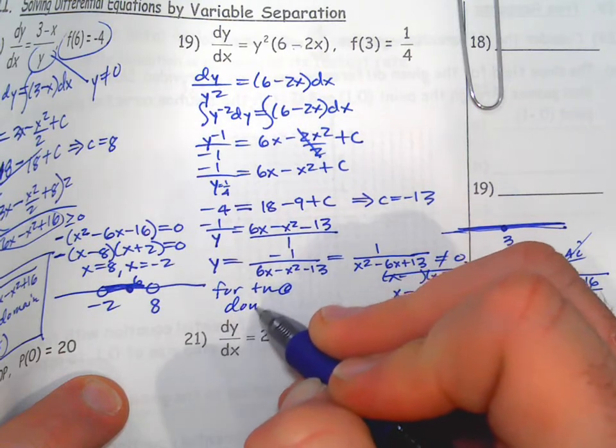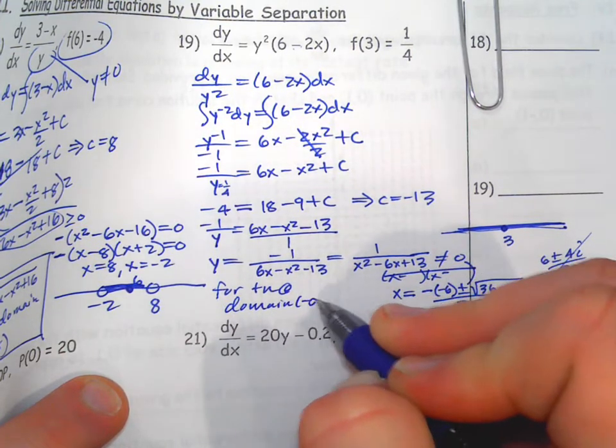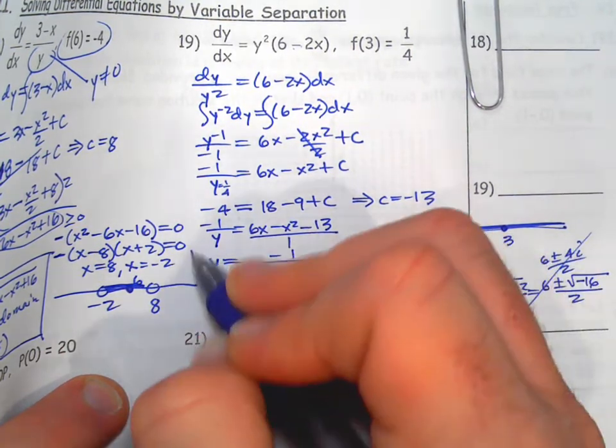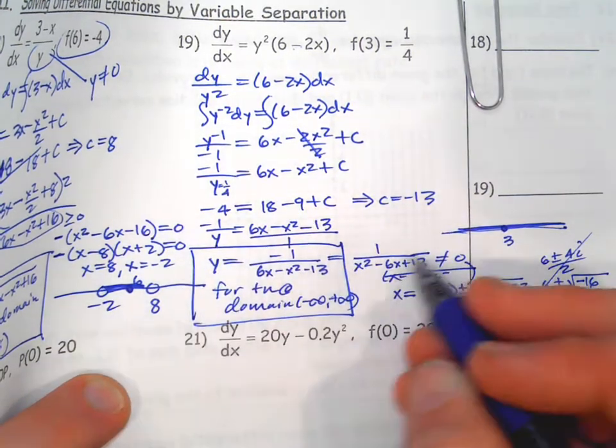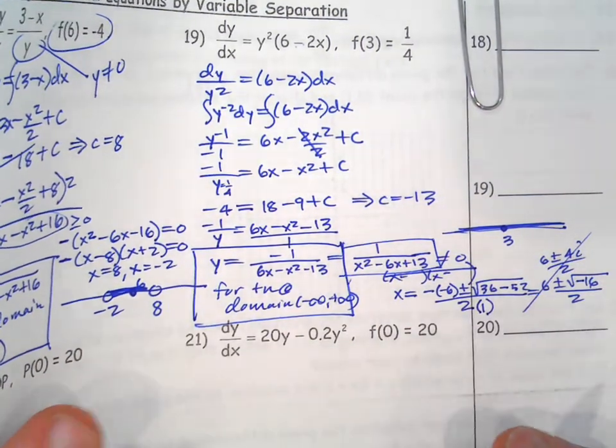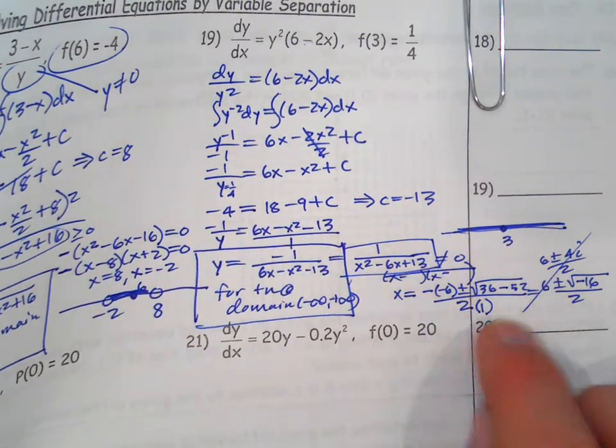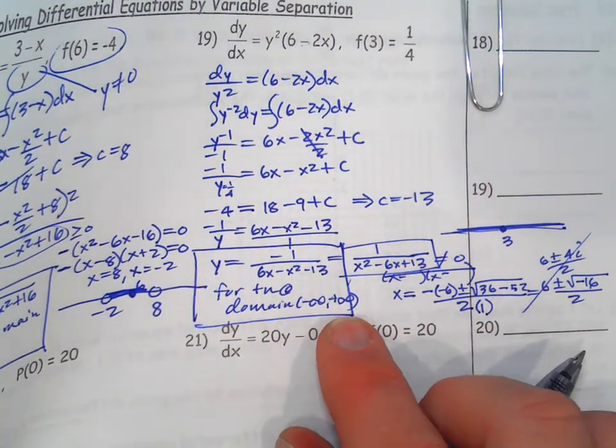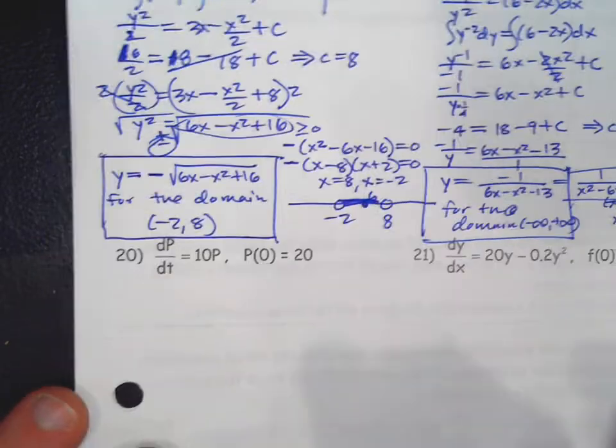And so for the domain, negative infinity to positive infinity. Or this other one. That's fine. But you guys show the work. If I don't see the work, and you just say all real is negative infinity to infinity, negative credit.